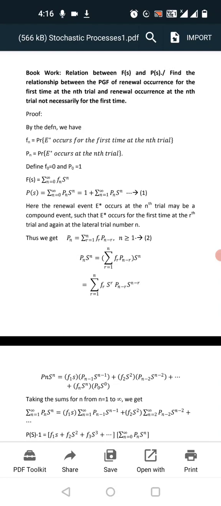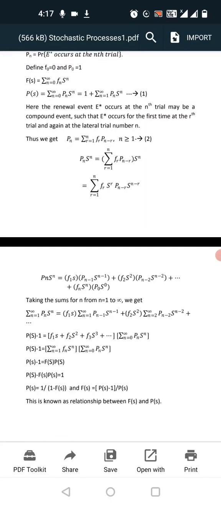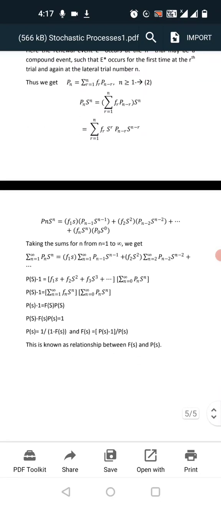Now s^n splits into two terms, s^r and s^(n-r). Consider the term s^r combined with f_r, and s^(n-r) combined with p_(n-r). That is the next step. Next, p_n s^n, expanding this term for r equal to 1 to n, we get f_1 s p_(n-1) s^(n-1), plus f_2 s^2 p_(n-2) s^(n-2), plus etc., plus f_n s^n p_0 s^0.